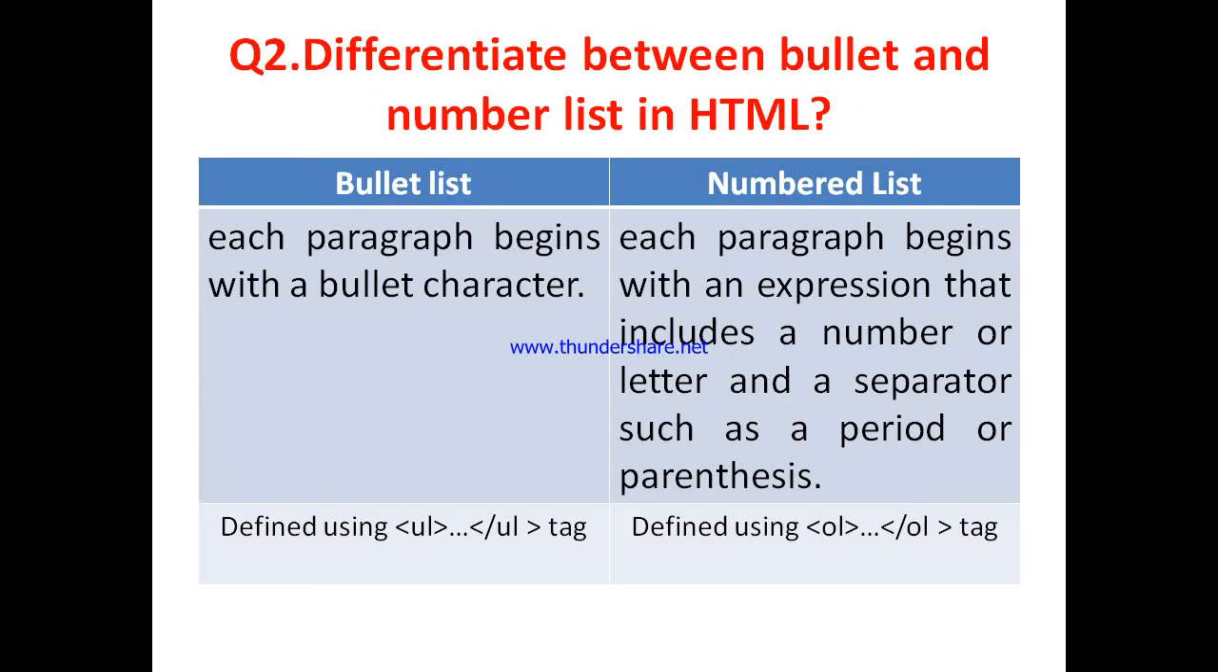Now, what is the difference between the bullet and numbered list? In a bullet list each paragraph begins with a bullet character, and in a numbered list each paragraph begins with an expression that includes a number, a letter or a separator. A bullet list we define using the unordered list tag, that is the UL tag, and a numbered list we define using the ordered list tag, that is the OL tag. Okay, these are the basic differences between a bullet list and a numbered list.